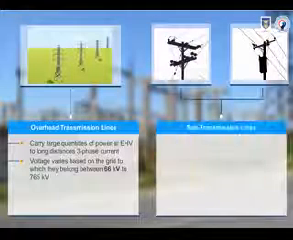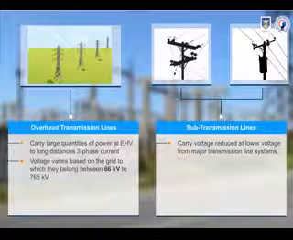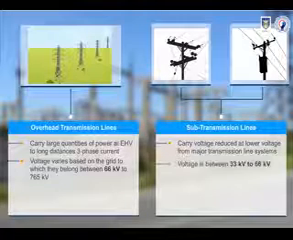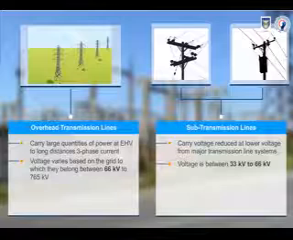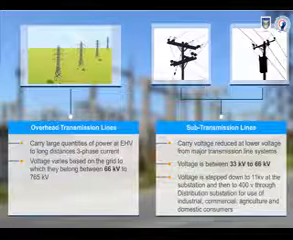Sub-transmission lines carry voltage reduced at lower voltage from major transmission line systems. The voltage is between 33 kV to 66 kV. Voltage is stepped down to 11 kV at the substation and then to 400 volts through distribution substation for use of industrial, commercial, agriculture and domestic consumers.